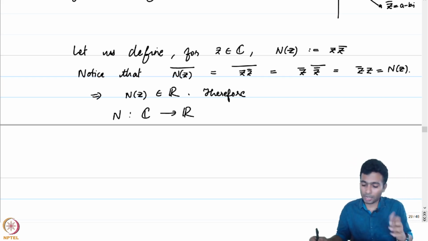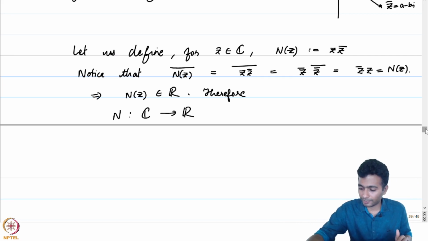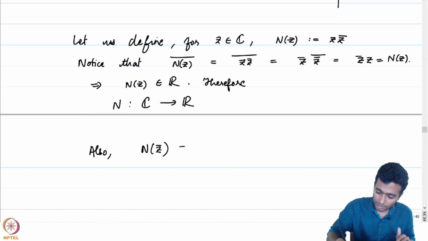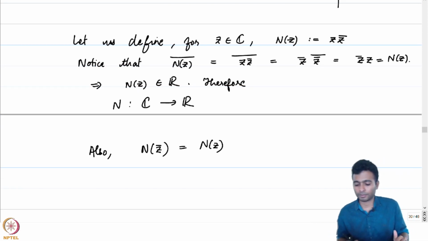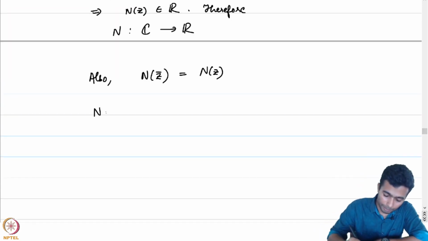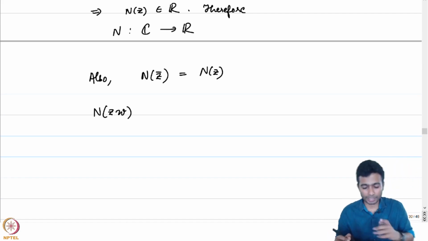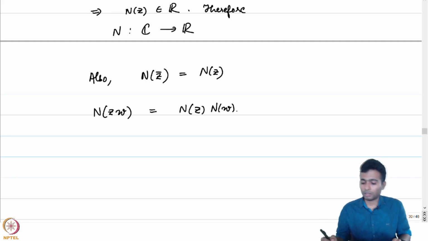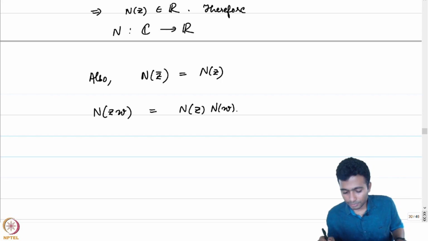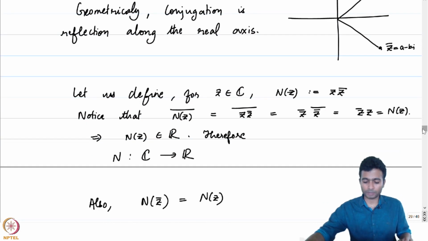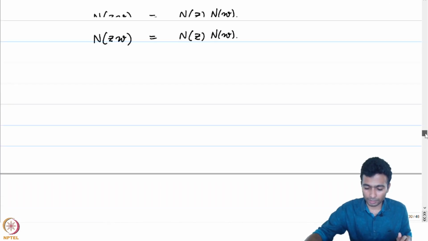We already saw that n of z bar is n of z. Also, this is something which I will leave for you to check, with the same argument. What next? An important property of n is that n of z times w is equal to n of z times n of w. So this function is many times referred to as the field norm, and it is an algebraic concept. It's actually the field norm of C over R.